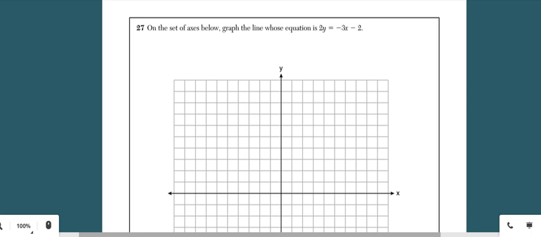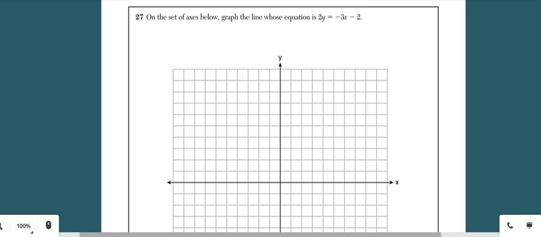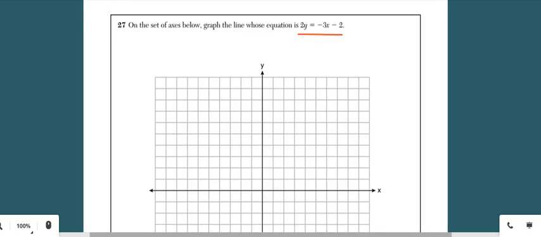Look at the question, what it says. It says that on the axis you have to graph the line whose equation is this. Okay, so what is the step? The first step is just to write it in the standard form, which is y equals mx plus c. For that one, I have to divide both sides by 2.